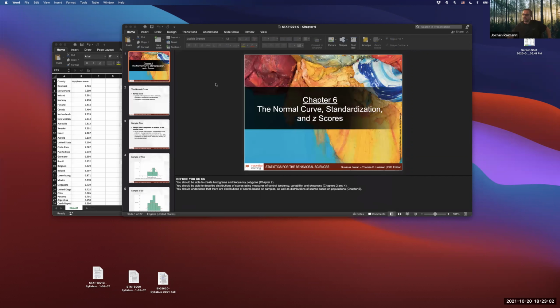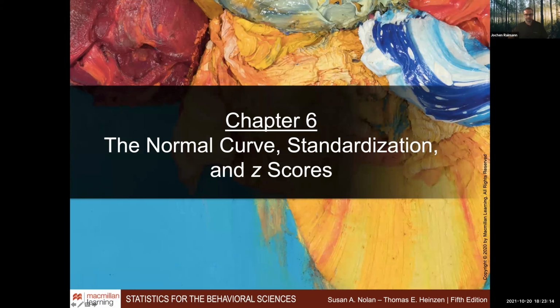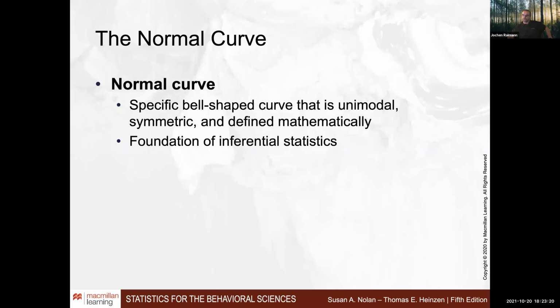So, what does this all mean? We are basically looking at chapter 7 in Norton and Heinzen. Okay, normal curve, standardization, and z scores. What does that mean? We have talked about the normal curve. The normal curve is a bell-shaped curve, unimodal in nature, meaning it has one peak. It is symmetric, and it is defined mathematically. What does that mean? It's defined mathematically.